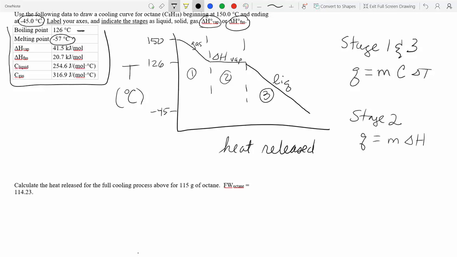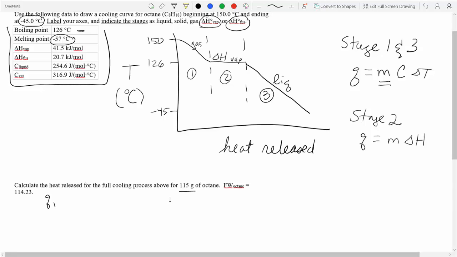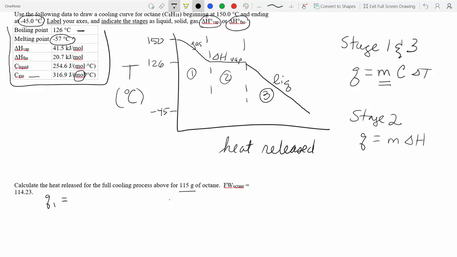So if we are starting with 115 grams of octane, let's take a look at the heat of the first stage. Our M has to match what the C is. So the first stage is gas, and we have moles. So we have to take our grams and convert to moles. How do we do this? 115 grams, and then you have to use your molar mass, which is 114. Remember that this is grams per mole. So grams, the number goes in the denominator, mole in the numerator.